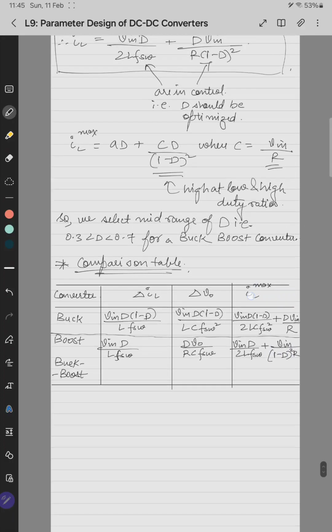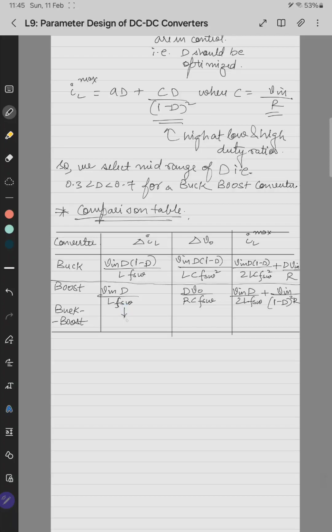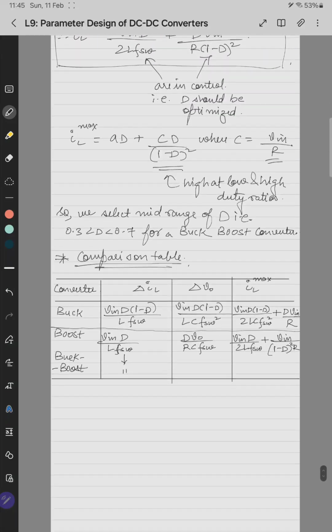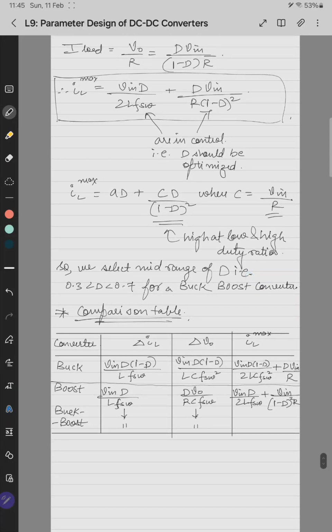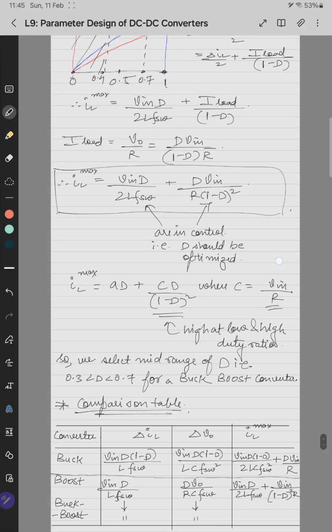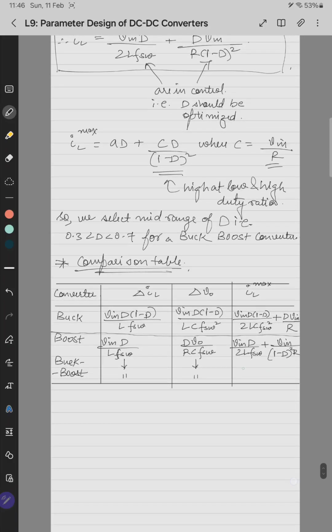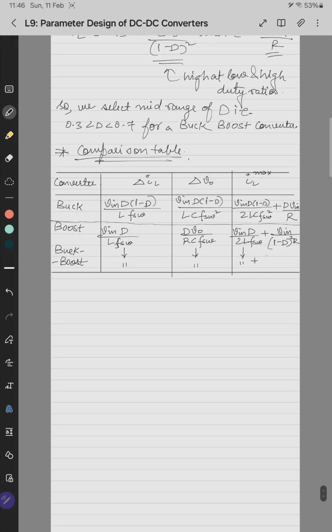For buck boost, V in D by L F switching, as it is. For delta V naught, D V naught by RC F switching, again same. And the expression for IL max is this expression as it is plus D V in by R. So D V in by 1 minus D whole square into R.